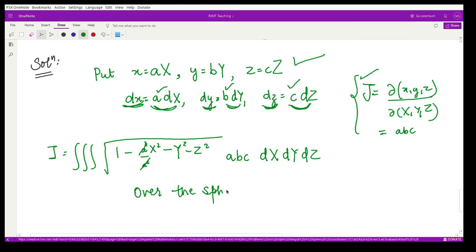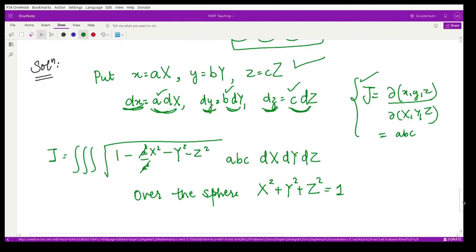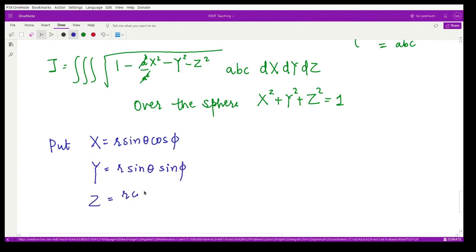Now we have to solve it over the sphere. Here our sphere is also going to change. It is going to become capital X square plus capital Y square plus capital Z square is equal to 1. So this is the sphere. Earlier it was this one. Now we have shifted it to this. Now our problem is the one where we can use spherical polar system. So for that, we'll substitute capital X is equal to r sine theta cos phi, capital Y is equal to r sine theta sine phi, and capital Z is equal to r cos theta.